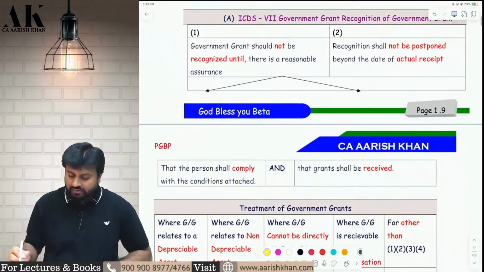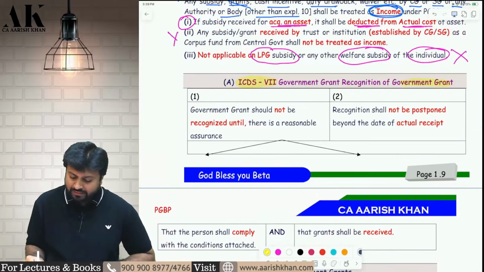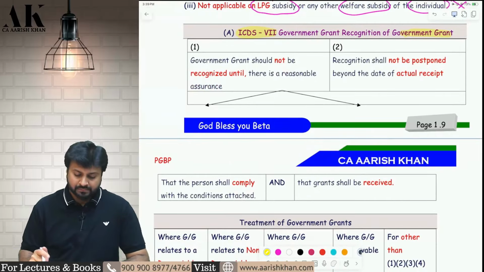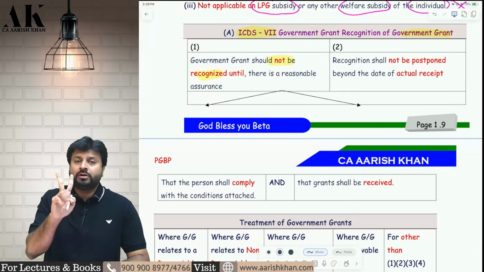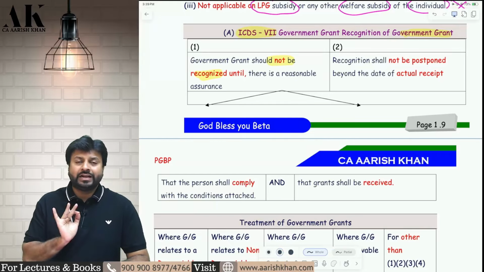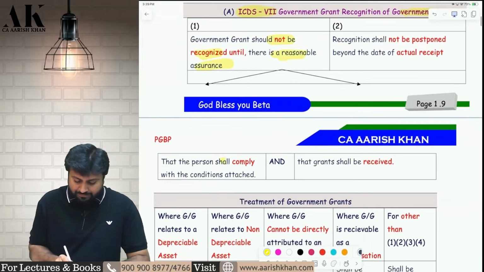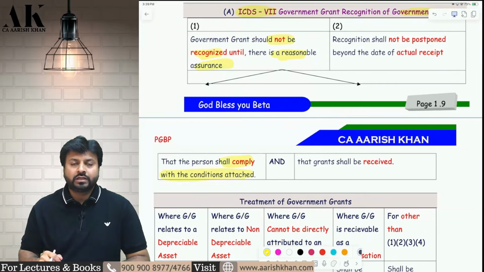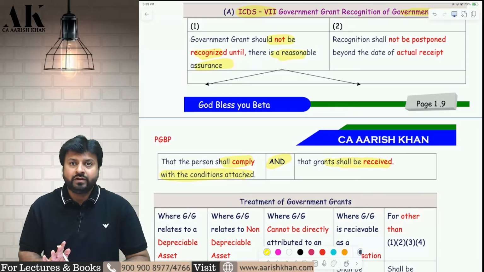Now there is one ICDS on this also. Let's see that. This ICDS is on government grant. First of all, this ICDS tells us when a government grant should be recognized. The CBDT says that a government grant should not be recognized until you are sure about two things. Unless there is reasonable assurance that the person shall comply with the conditions attached, and secondly that the grant will be received from the government. Unless and until these two conditions are fulfilled, the grant should not be recognized.